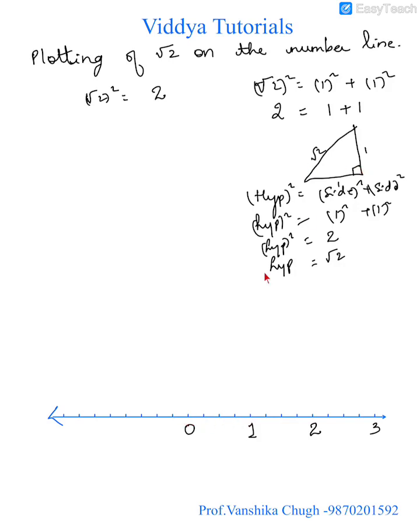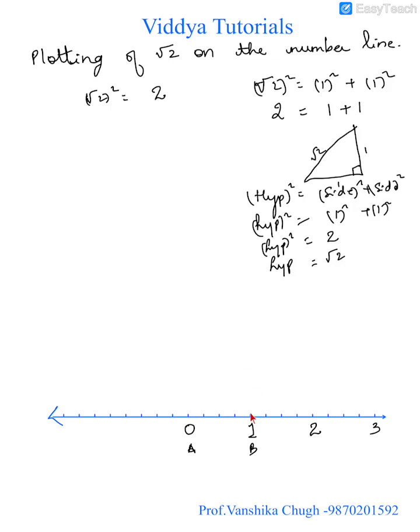Now, I have to first plot the base. My base is of 1 unit. So this is my base. I will label it as A, B. I have plotted my base. Now at B, I need to construct a right angle. I need to construct a perpendicular.